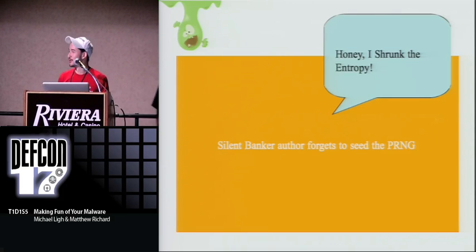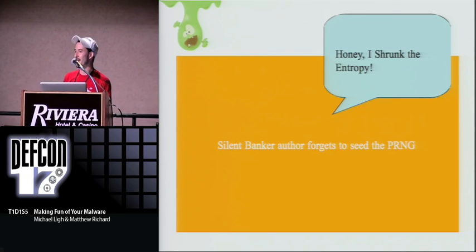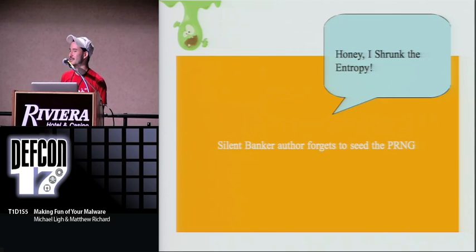All right, so this first one is called Honey, I Shrunk the Entropy. It's the story of Silent Banker authors who developed this very complex encryption algorithm and then forgot to seed the random number generator.